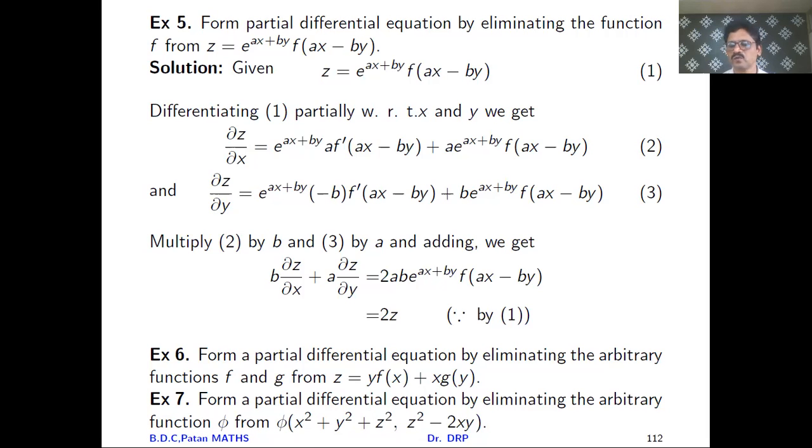So what you have to do, you take here this first function. This relation is equal to u, and this relation is v. Means you take u equal to what? x square plus y square plus z square, and v equal to what? z square minus 2xy. And then you will get this function as phi of u comma v. But the function phi of u comma v, we can write it as u equal to phi of v or v equal to phi of u.